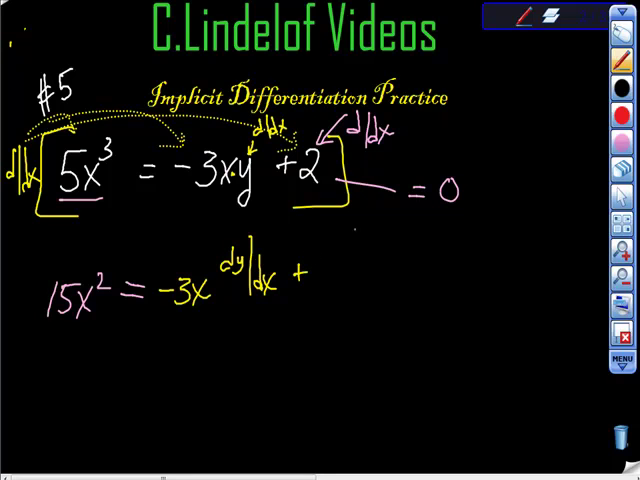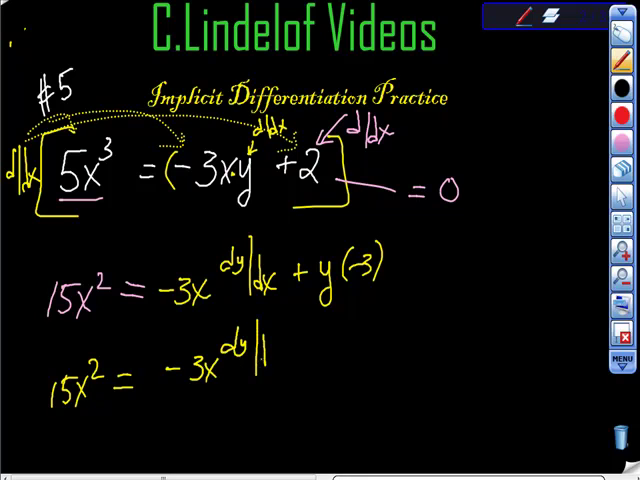So there's a plus sign here. Now we take the second part of the equation, which is y, times the derivative of the first part. The first part is this negative 3x, and its derivative is negative 3. So I think we can agree this is going to look like 15x squared is equal to negative 3x dy/dx minus 3y. I'm just cleaning it up a little bit, right?